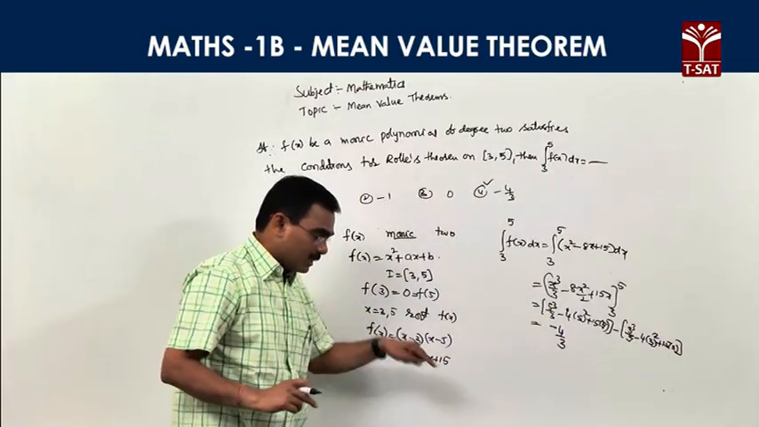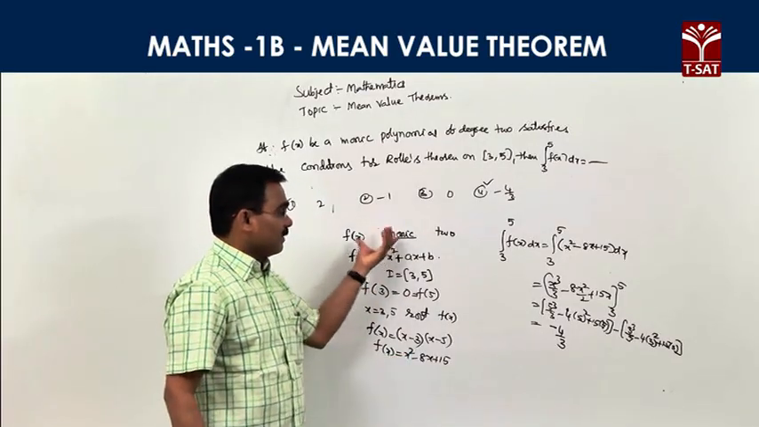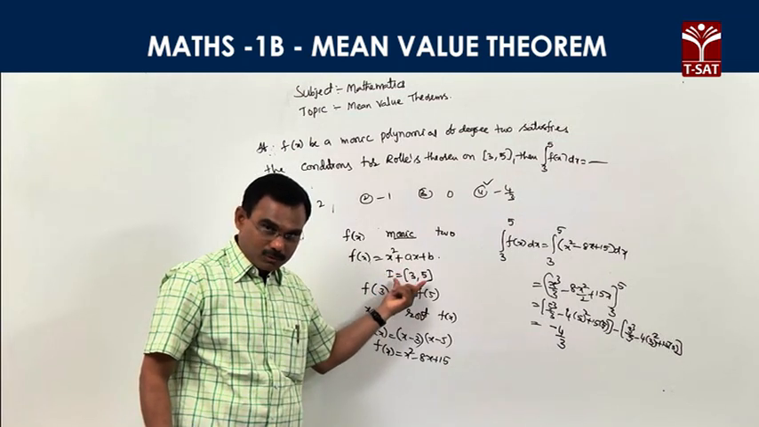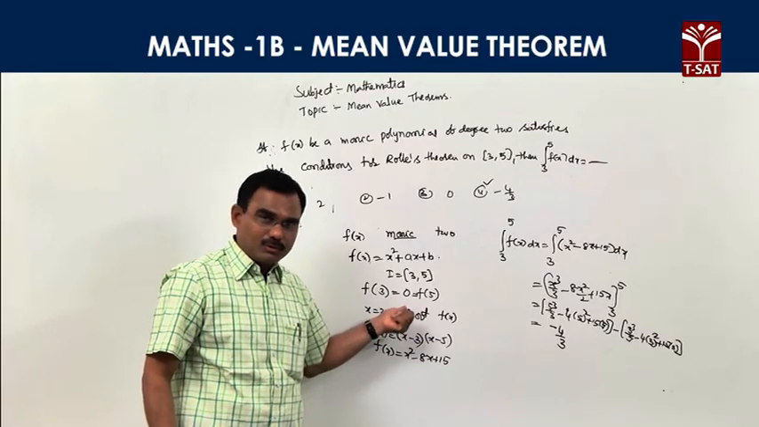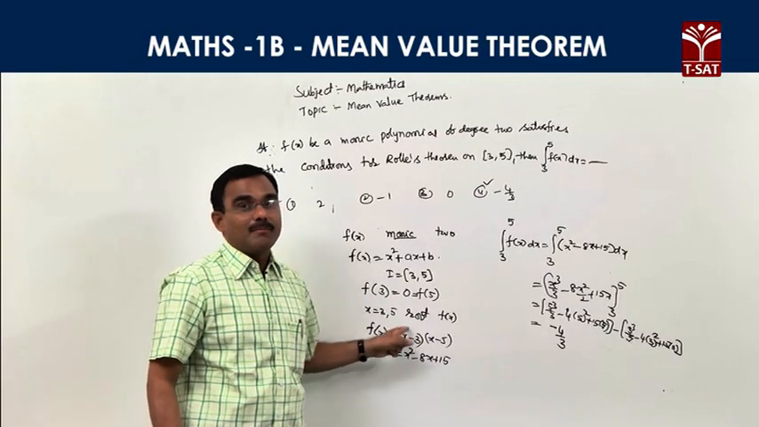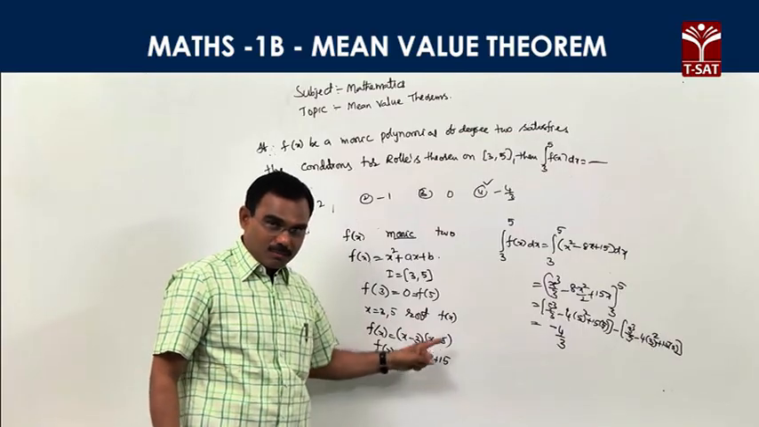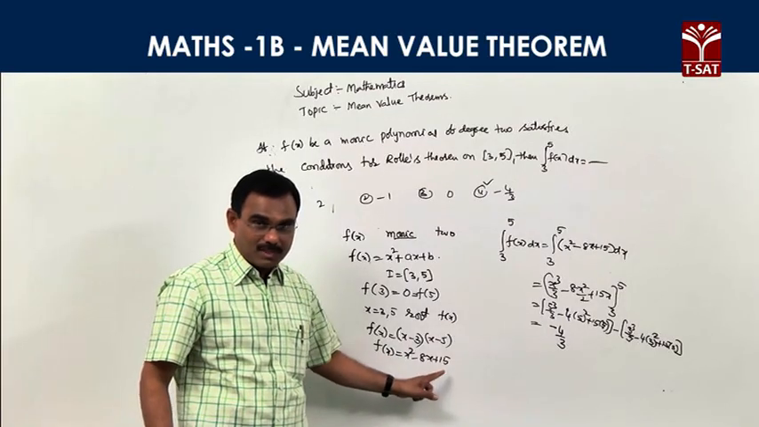The main trick here is to find f(x). How do we find it? f(x) is a monic polynomial of degree 2 satisfying Rolle's theorem on the interval [3, 5], which means f(3) and f(5) are both equal. Suppose they equal 0, then 3 and 5 are roots of f(x). 3 a root means x minus 3 is a factor, 5 a root means x minus 5 is a factor, and monic means f(x) = (x - 3)(x - 5).